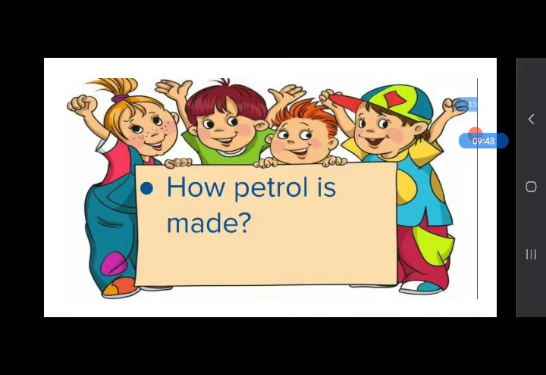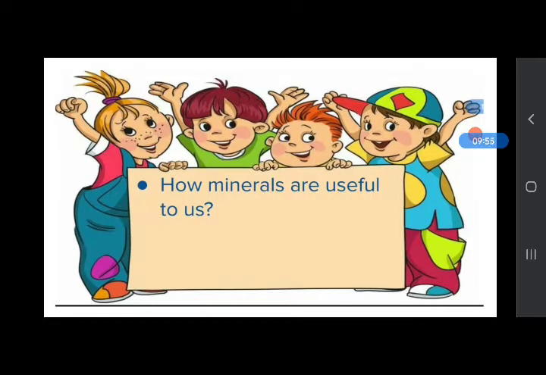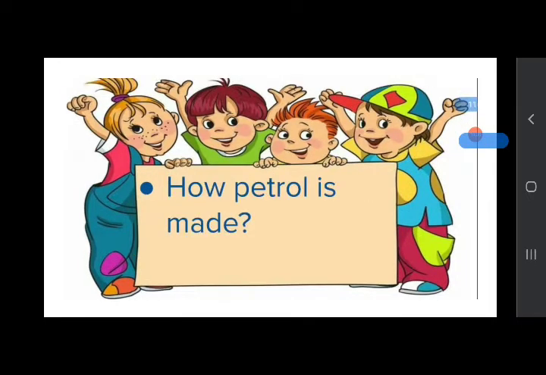Now the next question is how petrol is made. Think and answer how we get petrol and how minerals are useful to us. We get petrol from petroleum, and we get petroleum by digging the sea. From this mining of the sea we get petroleum, and petroleum is converted into petrol, and then we can use petrol for our vehicles.